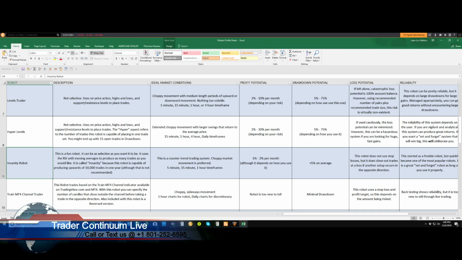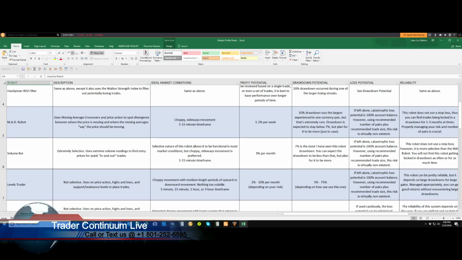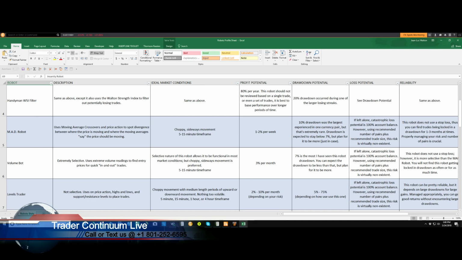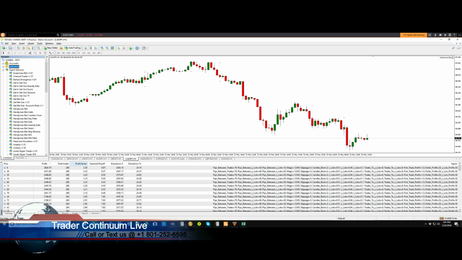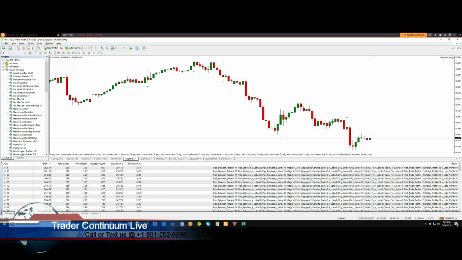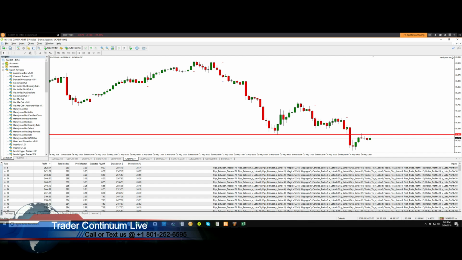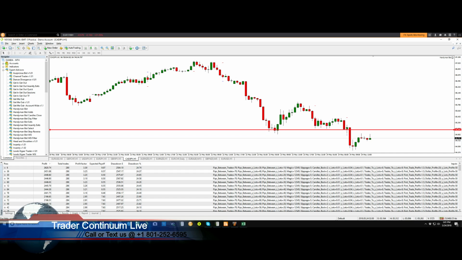Then the Insanity robot is good for this particular type of market. And let's see, I would not recommend the Levels Trader, although it would be a whole lot of fun, but you would be in for quite a ride. The Levels Trader, like we talked about last night during that webinar, would be placing trades at these support and resistance levels. So at the moment, it would probably be in these CAD yen trades right now.